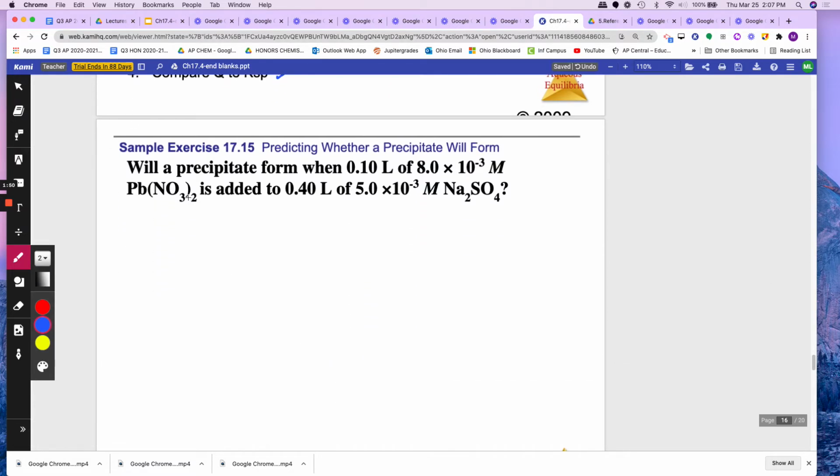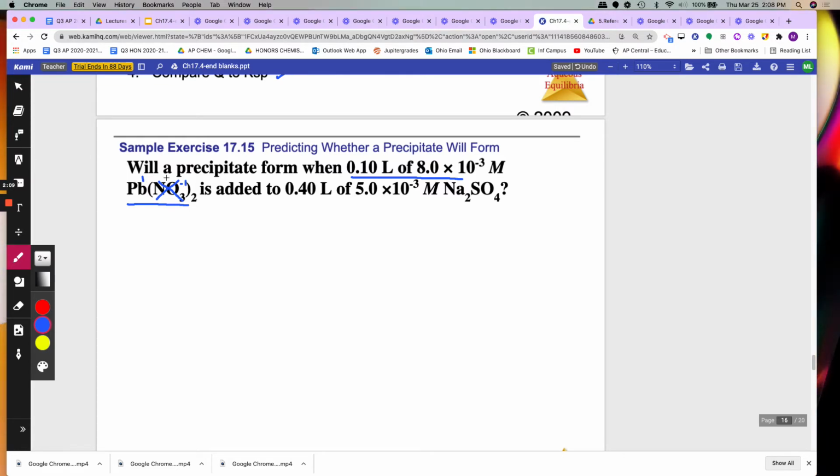So it says, will a precipitate form when you add 0.1 liters of 8 molar of lead nitrate? And here notice that nitrate is a spectator ion. I don't care about it. I only care about lead. Nitrate is -1 each, and there are 2 of them, so lead is +2. Lead nitrate is fully soluble. So you're going to get all of that in the form of Pb +2.